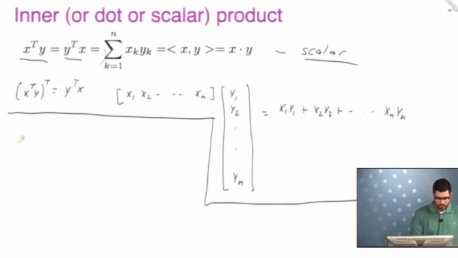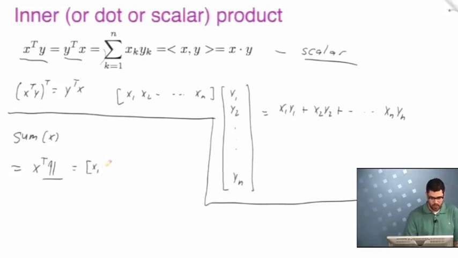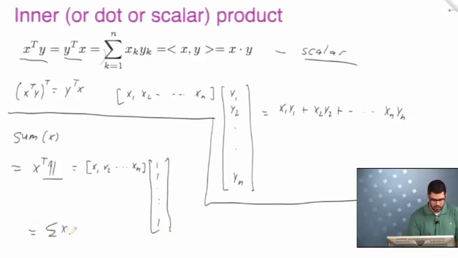So let's try that. If I write that, I would write it like this. The sum of x would be equal to x transpose times a 1's vector. I'll define the 1's vector as just, so here's x1, x2, dot, dot, dot, xn, sorry, no transpose there, times 1, 1, dot, dot, dot, 1, and that will get you the sum of your xi's for i equals 1 to n.